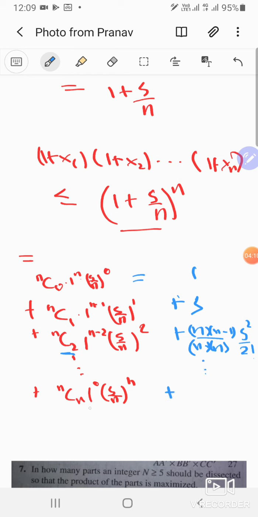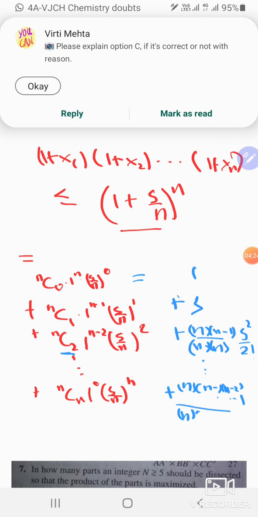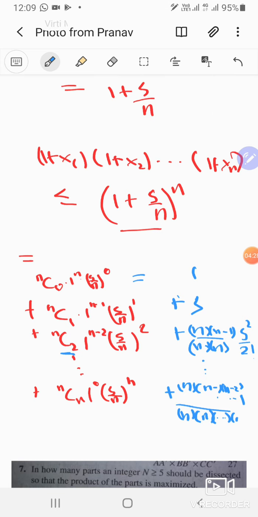Till you have n choose n. There are supposed to be n of them, so you got n into n minus 1 into n minus 2 all the way till 1 upon n into n, and so on, n n's, and then this thing S to the nth power upon n factorial.